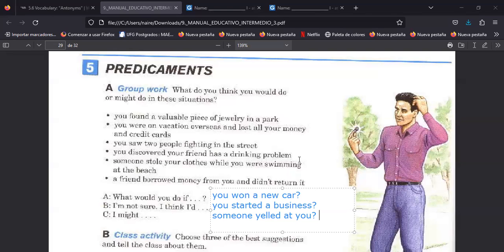These are just some examples. Try creating some more, okay? Pueden agregar otros ejemplos. So these are just examples. Think about possible situations like the ones that we have discussed above, and then you start discussing using this structure, like in A, B, and C. Okay, I'm not sure, I think I'd, or I might, any of that.